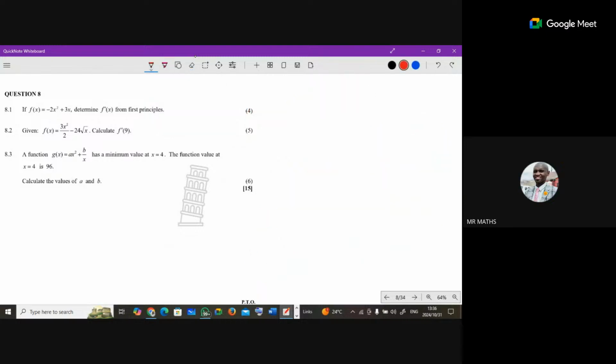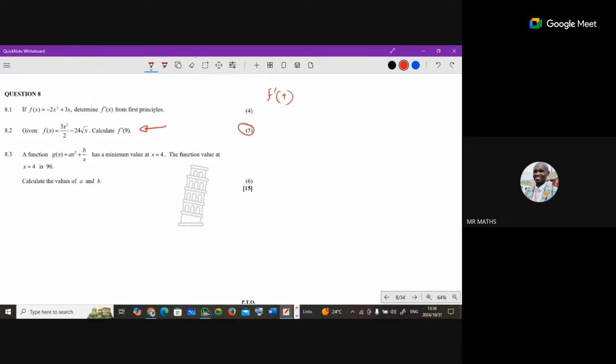Okay, sibuye size apha u-8.2. They are saying given f of x is equal to 3x squared over 2 minus 24 root x, calculate f prime of 9. We want the gradient. So now, in order to calculate that, we have to derive this. Deriving this using first principle is draining. So it's up to you. But for me, I will rather use laws. Laws, no, not rules, sorry.